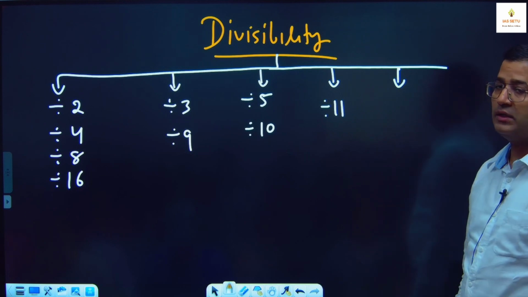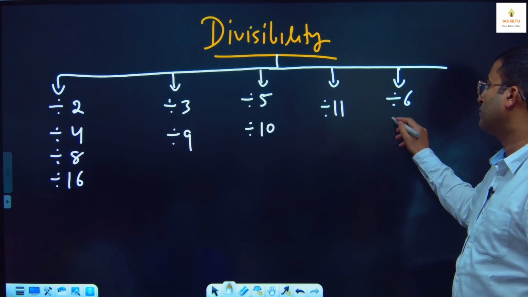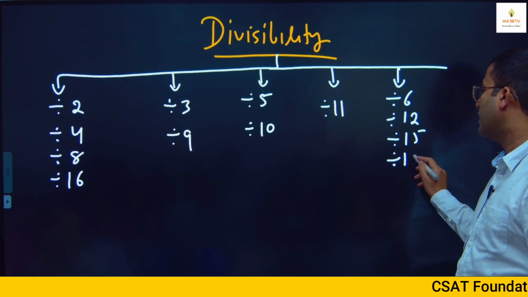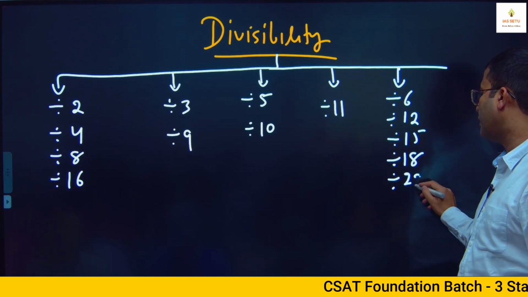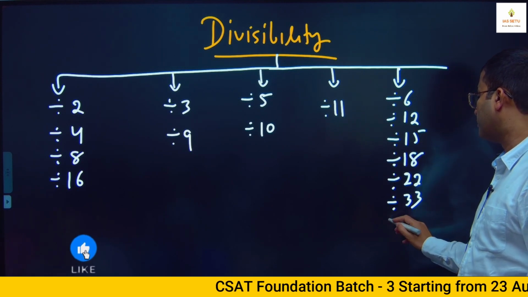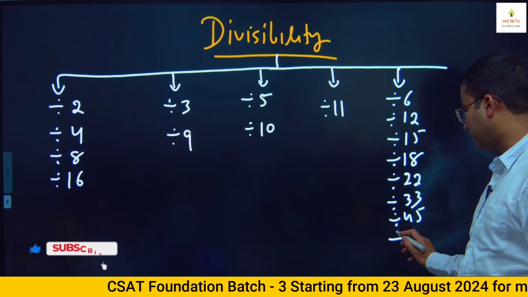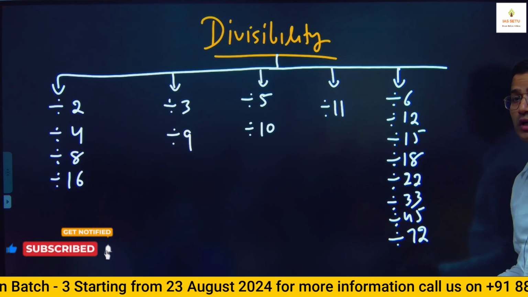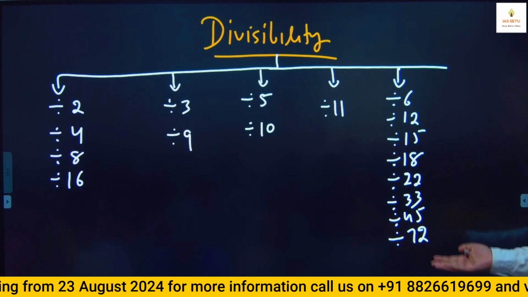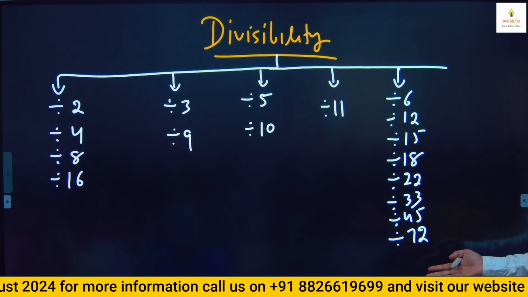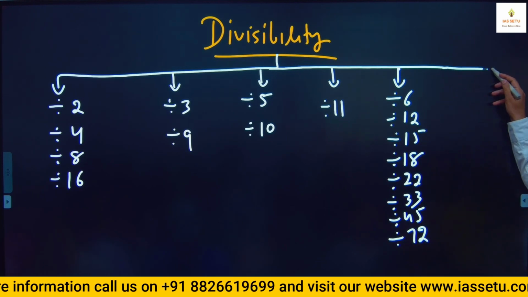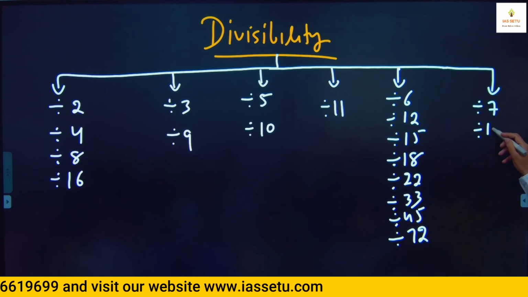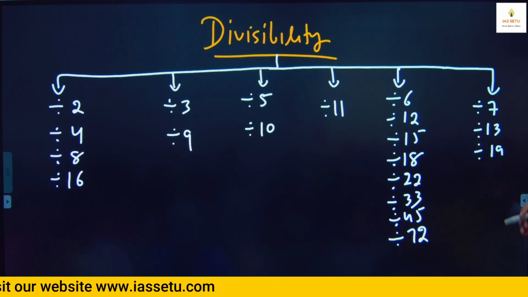After that, divisibility of 6, divisibility of 12, 15, 18, 22, 33, 45, one special for the aptitude 72, 90, 99, bigger numbers we can check. Here divisibility of 7, 13, 90.